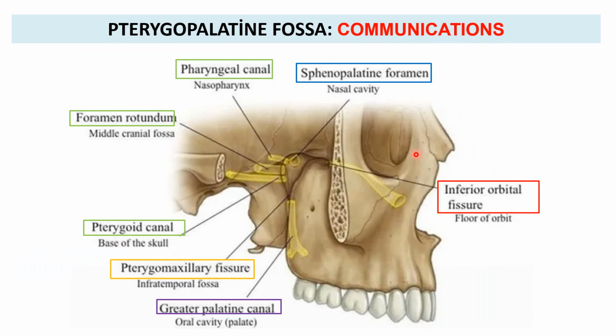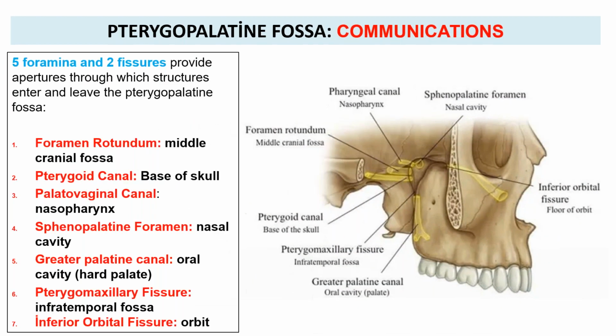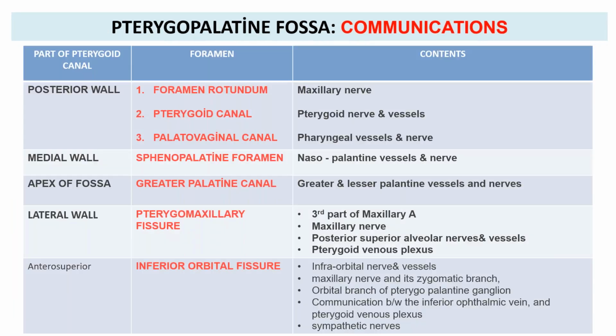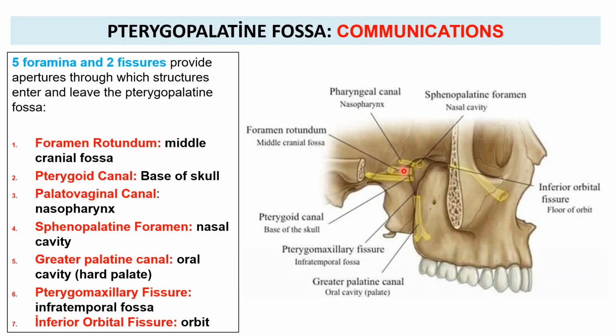These openings are communicating with the areas around the skull. Through the foramen rotundum, it was communicating with the middle cranial fossa, through the pterygoid canal communicating with the base of skull, and through the pharyngeal or palatovaginal canal communicating with the nasopharynx, through the sphenopalatine foramen to the nasal cavity, and communicating to the oral cavity or hard palate through the greater palatine canals, through the pterygomaxillary fissure communicating with the infratemporal fossa, and with the inferior orbital fissure communicating with the orbit.